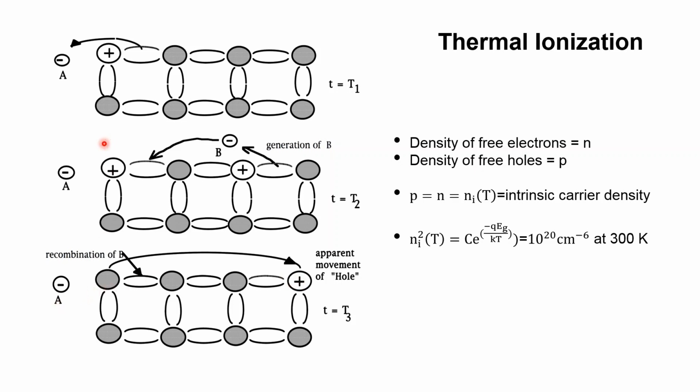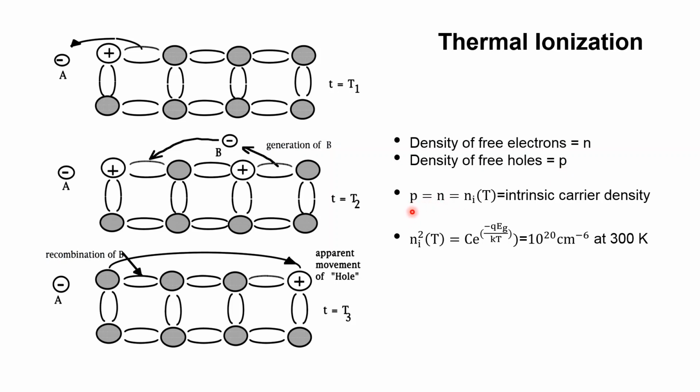So the number of electrons generated is equal to the number of holes. So let us say if 10 electrons are generated, they will leave behind 10 holes which are free to move, and these electrons are also free to move. So in our course we will denote the density of free electrons by N, and we will denote the density of free holes by P. So at thermal equilibrium these two are equal.